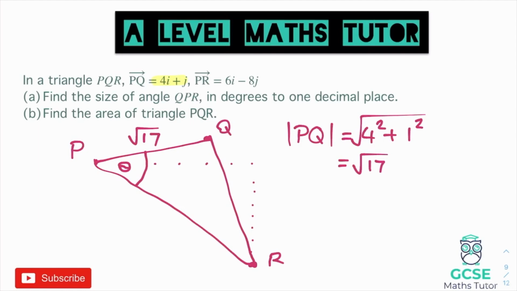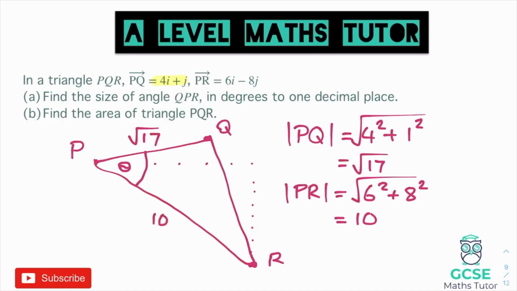For P to R, we have 6i minus 8j, so let's find the magnitude of P to R. Well, that's going to be 6 squared plus the 8 squared, and we're going to square root that again. Okay, so let's stop doing these in our head, let's get them typed in. So 6 squared plus 8 squared, square rooted, there we go, gives us the answer 10. One that we should know actually there, 36 and 64. So there we go, there is the length of 10.